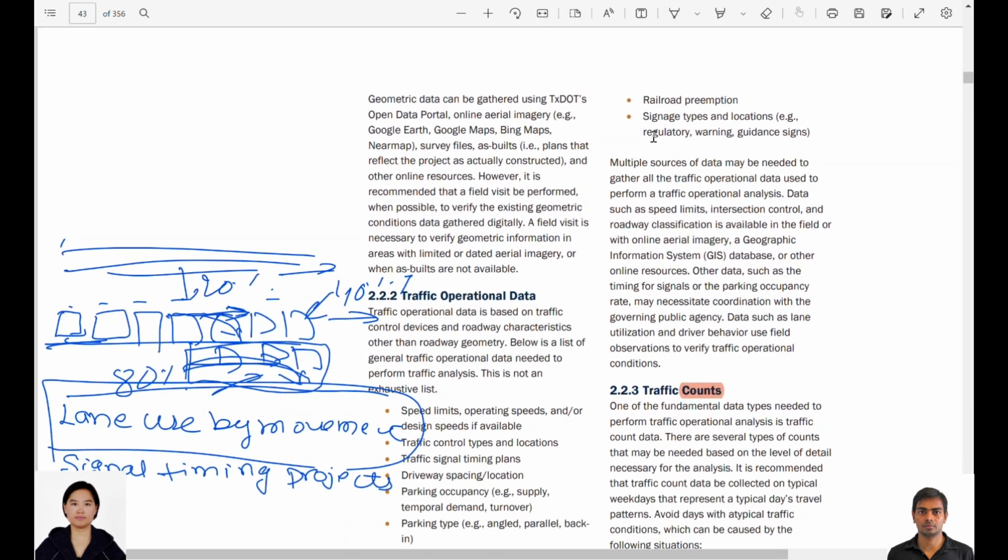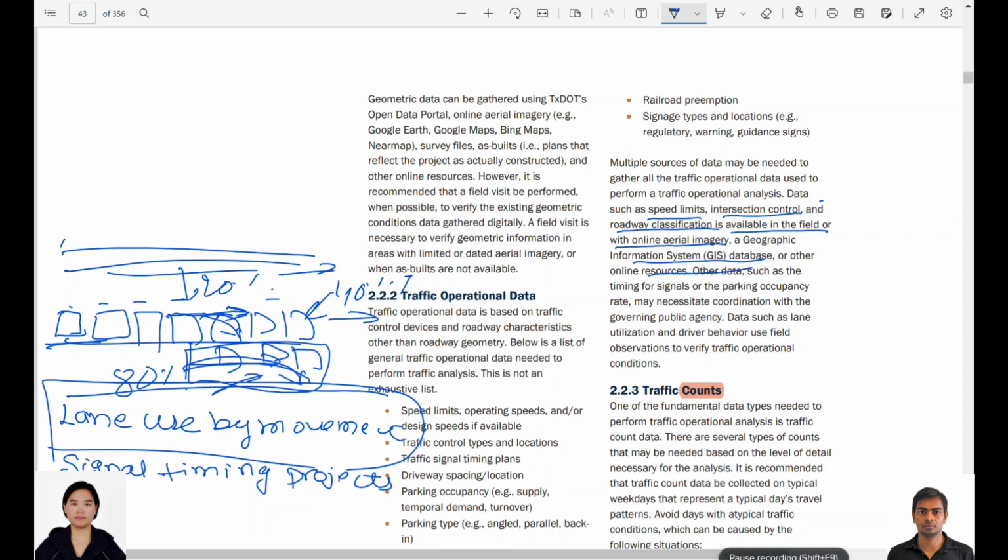Next we have railroad preemption and signage type and location, whether it's a regulatory sign, warning sign, or guidance sign. Multiple sources of data may be needed to gather all the traffic operation data used to perform traffic operational analysis. Data such as speed limit, intersection control, and roadway classification is available in the field, with online imagery, a GIS database, or other online sources.